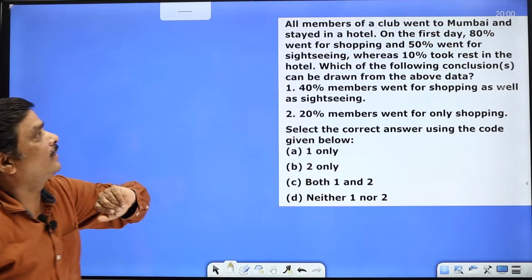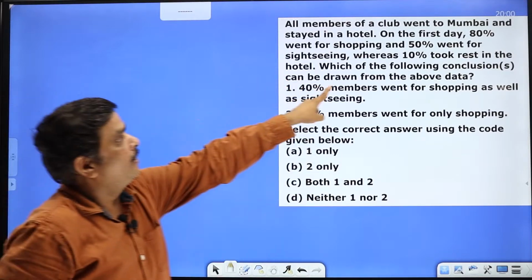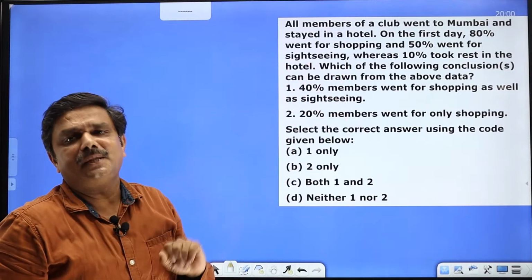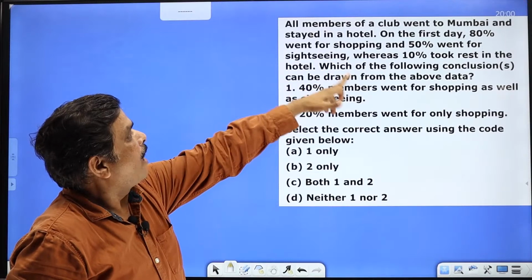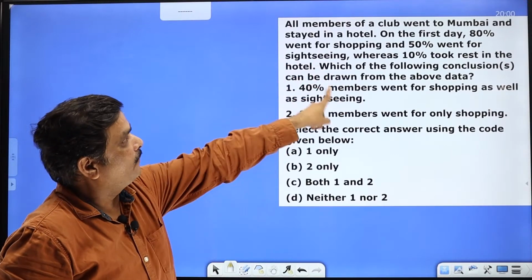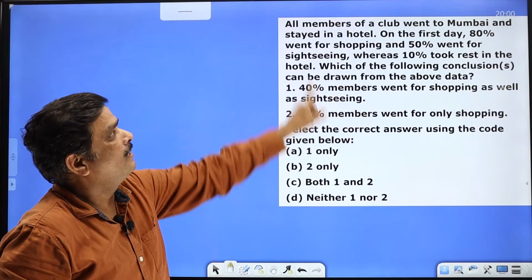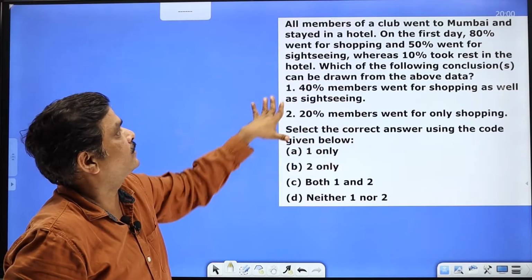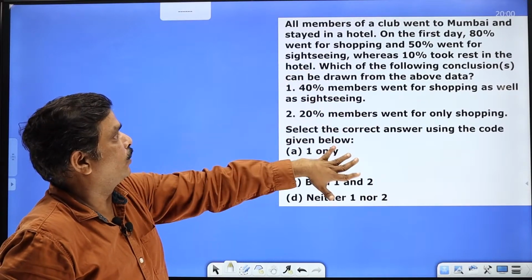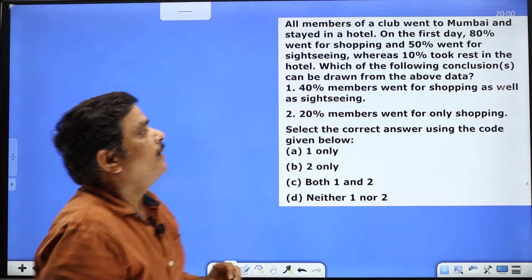What is the question here? All members of a club went to Mumbai and stayed in a hotel. Some description they give, leave it. Next, on the first day, 80% went for shopping and 50% went for sightseeing, whereas 10% took rest in the hotel. Then which of the following conclusion or conclusions can be drawn from the above data?